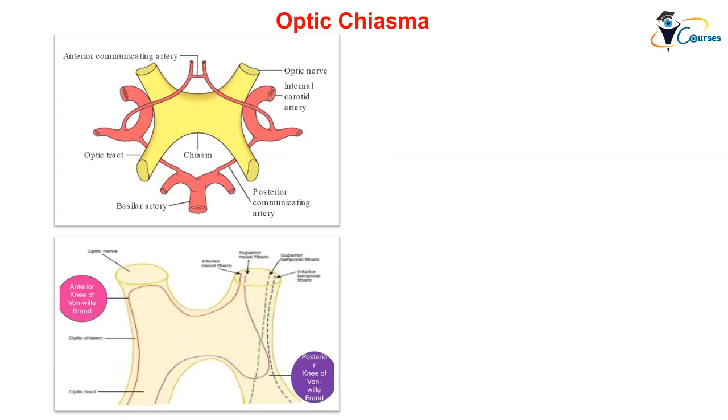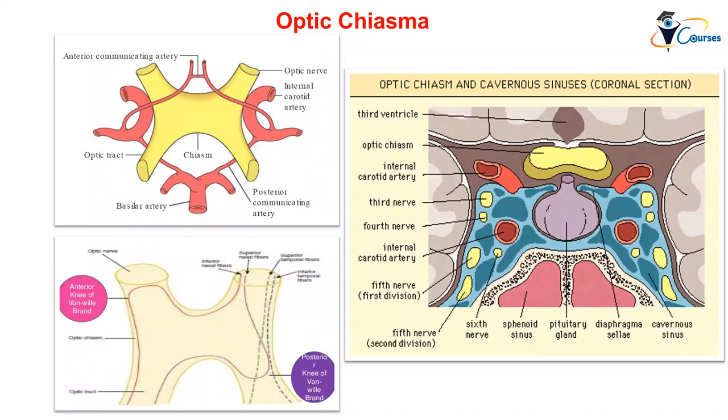Also, in order to understand the visual field effects that are related to the chiasma, you need to have a visualization of the relation of the chiasma to the surrounding structures. So the chiasma here lies at the floor of the third ventricle. So if there is a lesion in the third ventricle, like craniopharyngioma, it will involve the superior aspect of the chiasm, leading to inferior visual field effect.